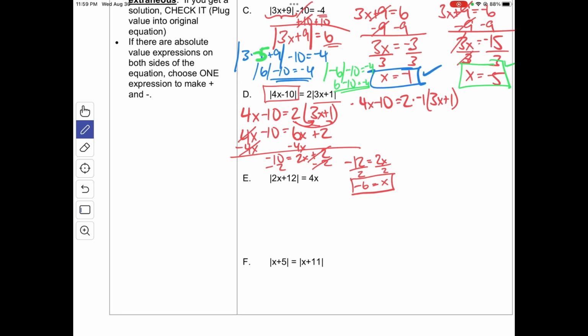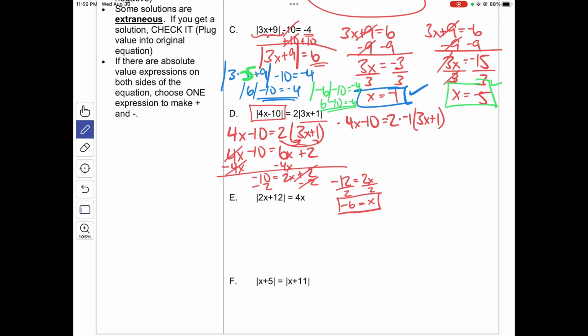Again, we have a distributive property on the right-hand side that needs to be done. I've got -2 times this quantity. So I need to take my -2 and apply it to the 3x. I need to take my -2 and apply it to the 1. So that leaves us with, we still have 4x minus 10 on the left side of the equation. And on the right side, -2 times 3x is -6x. And -2 times 1 is -2.